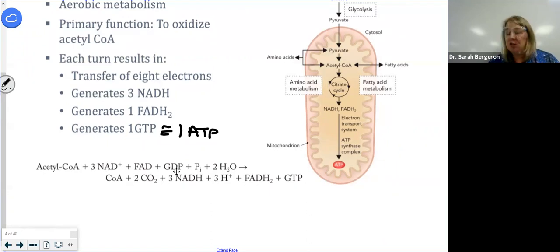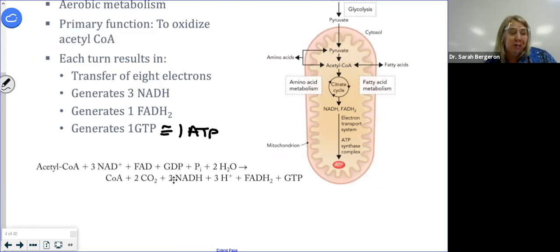We have to start with a GDP to generate GTP. And then we need that inorganic phosphate to have that substrate level phosphorylation of GDP. And then we have to do this in the presence of water, right? And we're going to get acetyl-CoA. We're going to get carbon dioxide as a byproduct that we exhale, right? We'll get 3 NADH. We'll get 3 hydrogen ions, which are going to be really important. And we'll make FADH2 and a GTP.